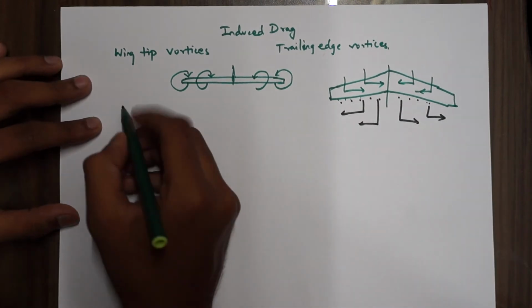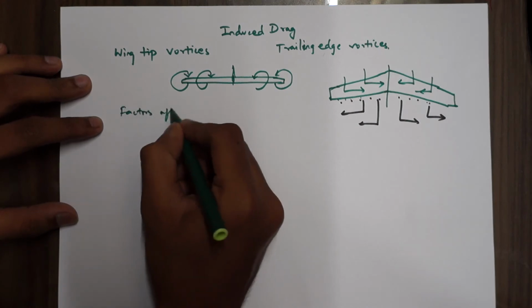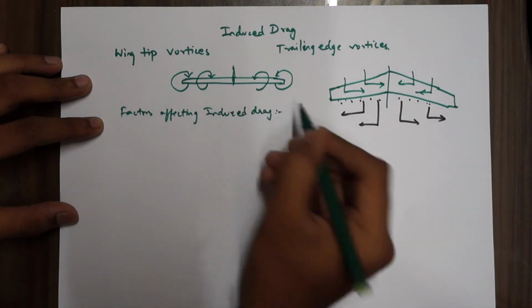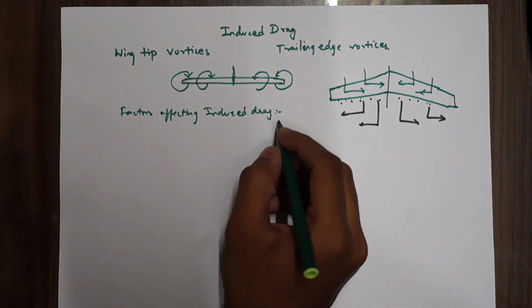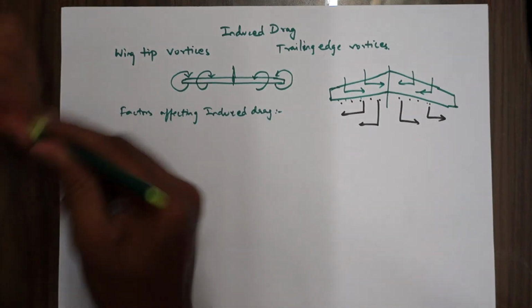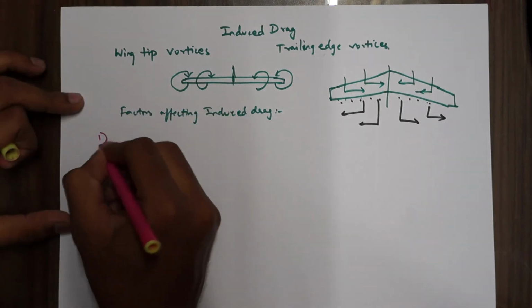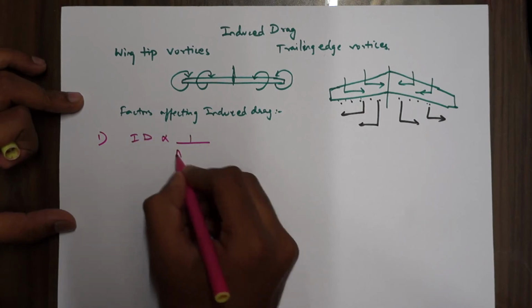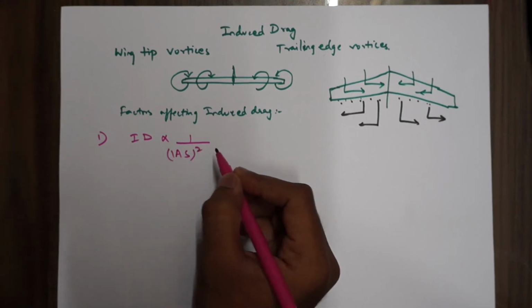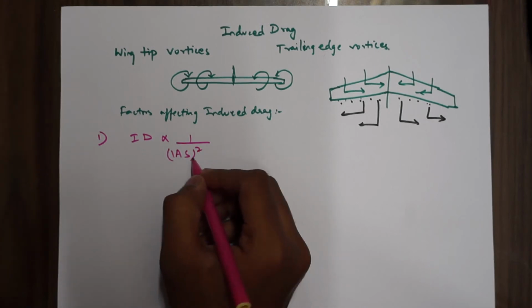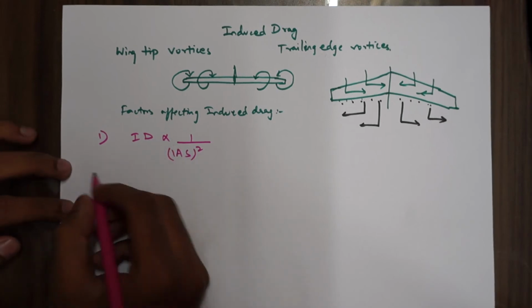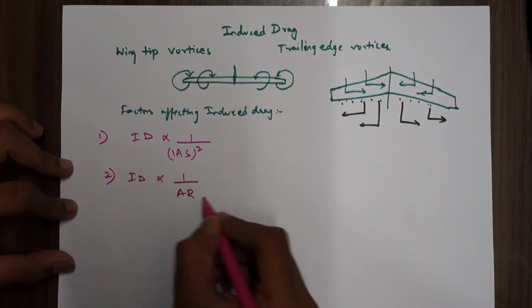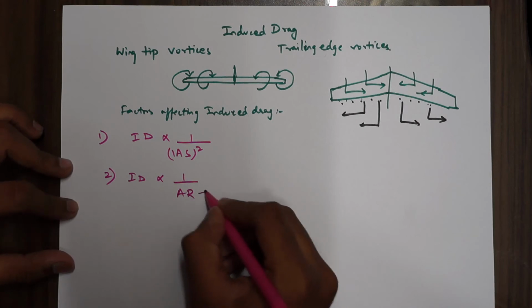Alright, now we'll discuss factors affecting induced drag. This is important. This we didn't discuss in the previous video because it wasn't required at that time. Now we'll discuss it here. Few points you might want to note down. Induced drag, I'll use ID here, is inversely proportional to indicated airspeed squared. So the more the speed, the less is your induced drag. Second one, induced drag is proportional to 1 by aspect ratio. Alright, this is aspect ratio.